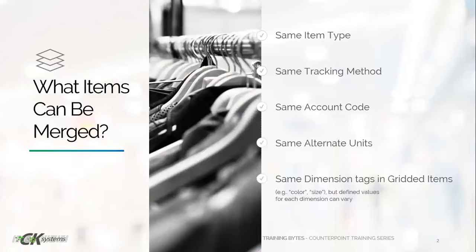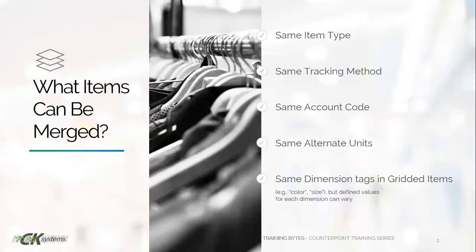So for those of you that sell by the each, by the six pack, by the case, whatever you're merging has to share those alternate unit values. If you sell apparel, we call those gridded items. If you sell apparel, then the items that you're merging have to share the same dimensions. Now, when I say dimension, I mean things like size, color, width, inseam. I don't mean red, white, and blue. Those are the values of a dimension.